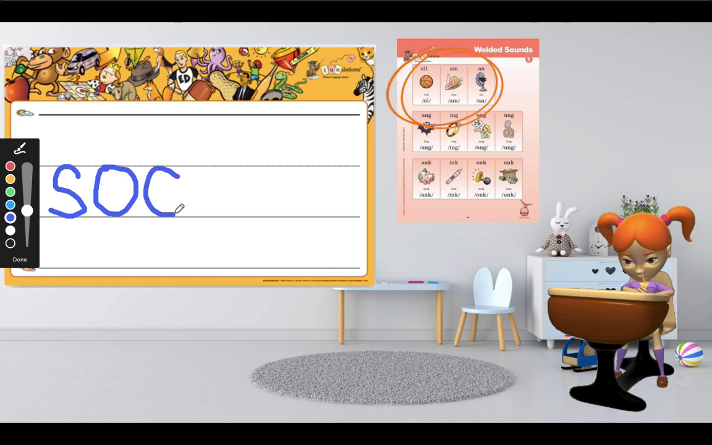S-O-C. K. Look how K is a skyline letter. And make sure yours did the same thing. And underline your digraph. Sock.